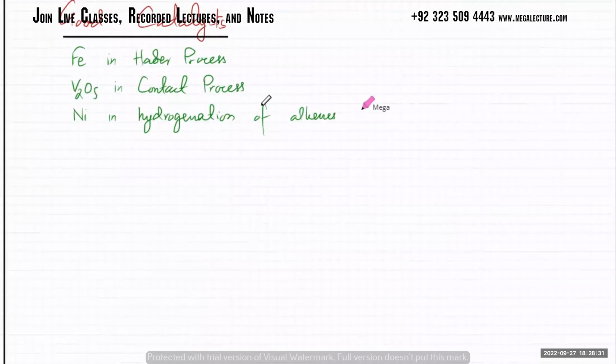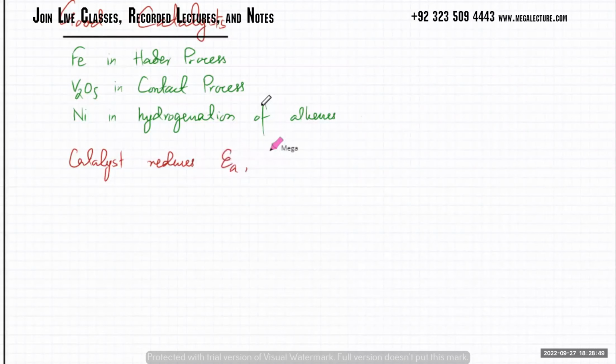So what is a catalyst, by the way? A catalyst reduces activation energy, and less energy is therefore required to start the reaction. And so you get a faster reaction.